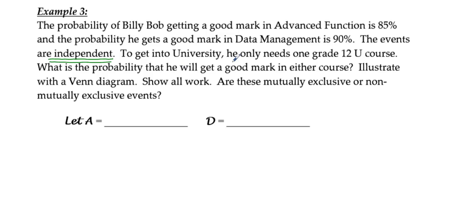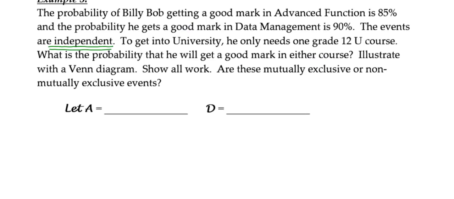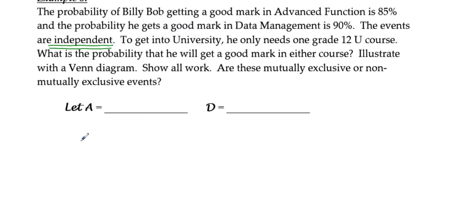To get into university, he only needs one grade 12 U course. What's the probability that he will get a good mark in either course? We're going to illustrate with a Venn diagram. So let's start with this. Here's your Venn diagram.